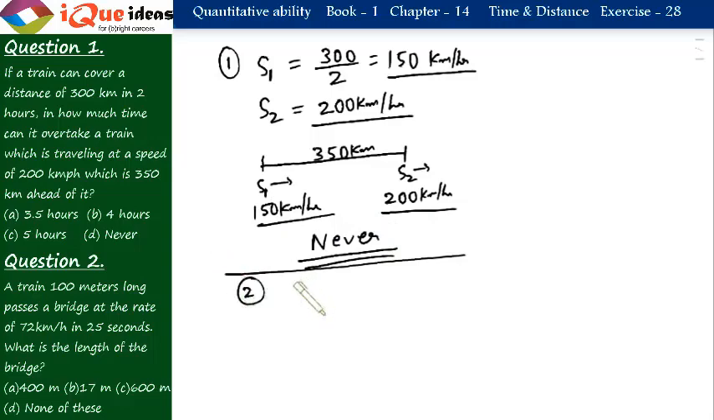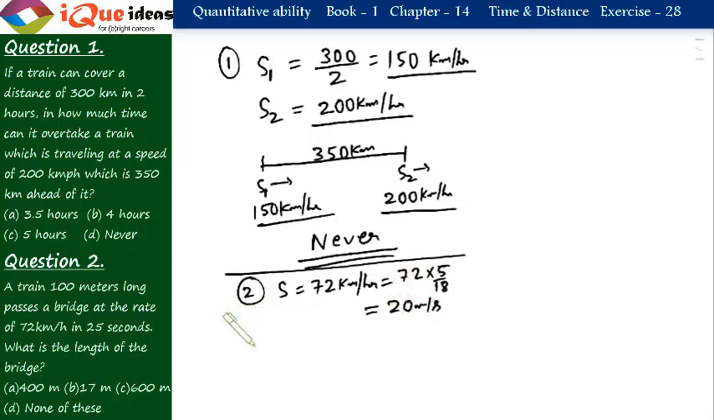Now question number 2. A train 100 meter long passes a bridge at the rate 72 kilometers per hour in 25 seconds. So speed of the train is 72 kilometers per hour. First convert it into meter per second. How do we do that? Multiply by 5 by 18. So 18 4s are 72, 4 into 5 is 20 meter per second.